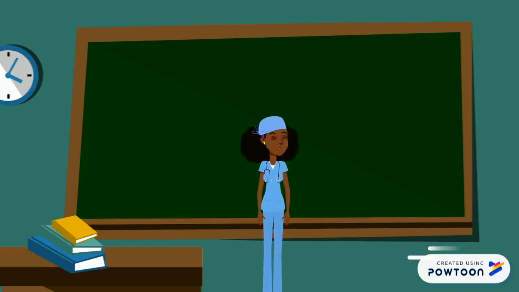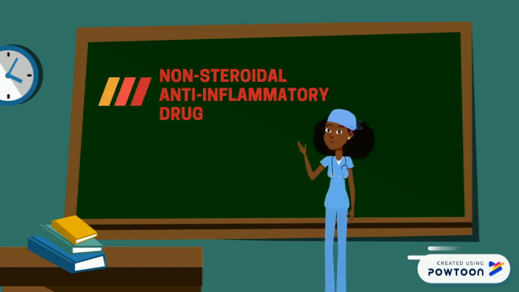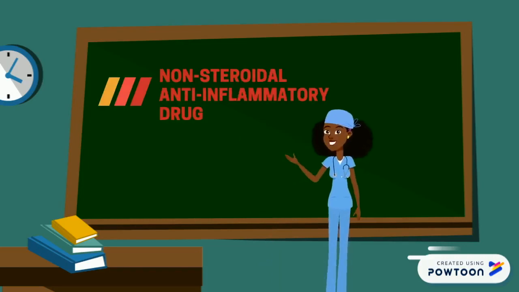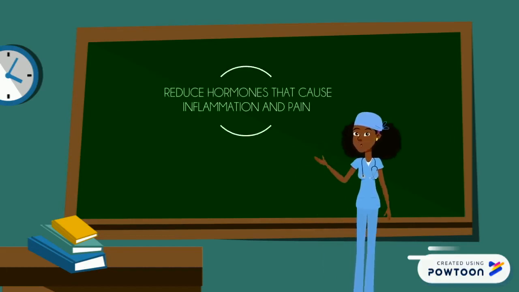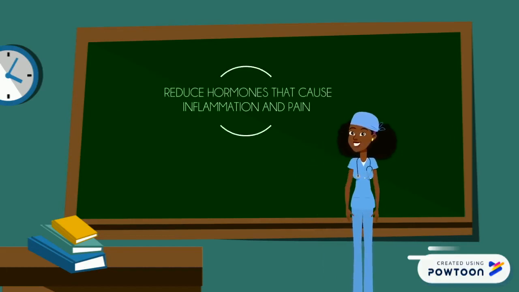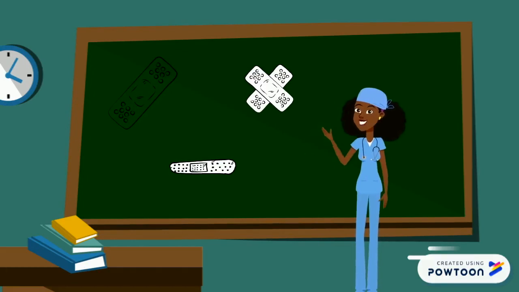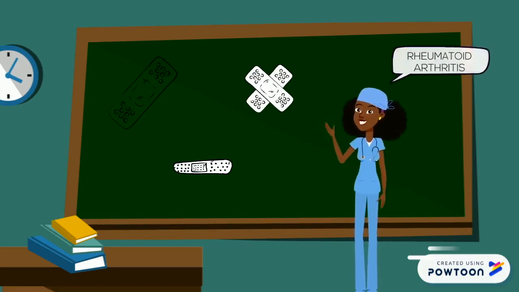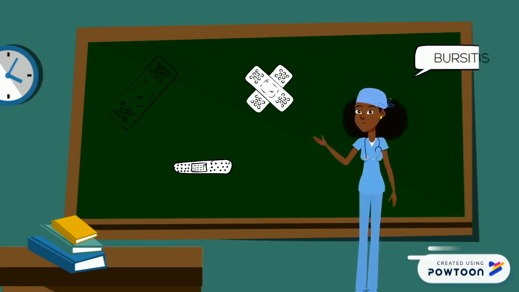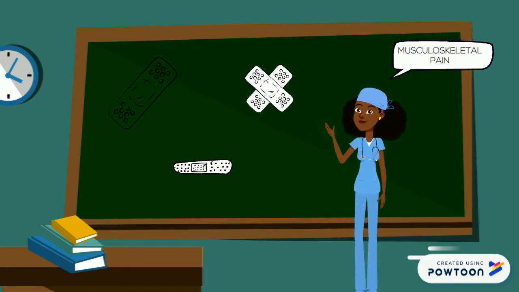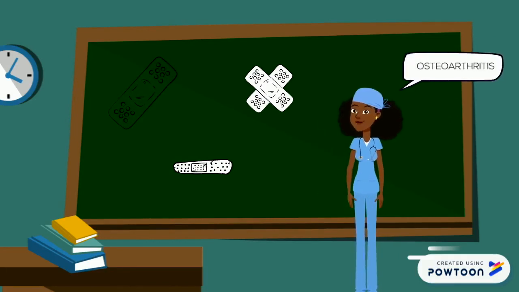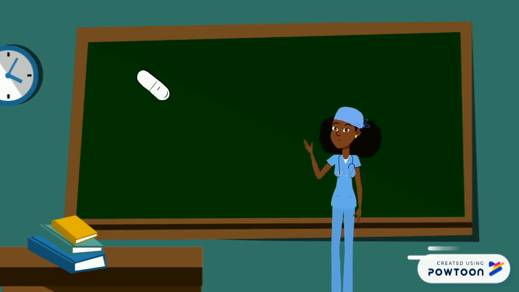Before jumping into further details, let me briefly explain about this drug. Naproxen is a non-steroidal anti-inflammatory drug which is a common drug used by the public specifically for mild or moderate pain. Generally, naproxen helps reduce hormones that cause inflammation and pain in the body. Some of the examples that naproxen treats are rheumatoid arthritis, ankylosing spondylitis, bursitis, gout, menstrual cramps, acute pain, musculoskeletal pain, and osteoarthritis. It's available as a tablet as well as suspension.